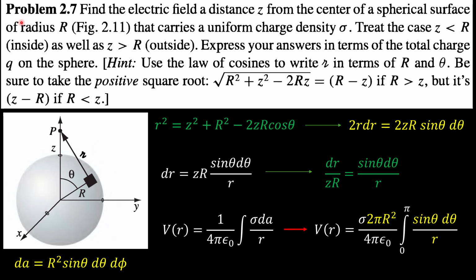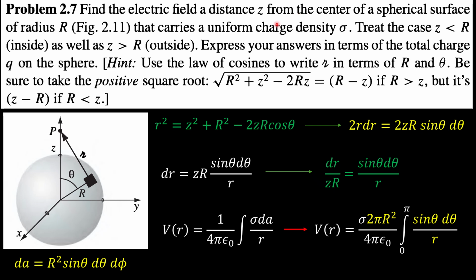Today, we are going to solve problem 2.7 of Griffiths 4th edition, Introduction to Electrodynamics. The problem 2.7 is: find the electric field a distance z from the center of a spherical surface of radius R, as shown in this figure, that carries a uniform charge density sigma.